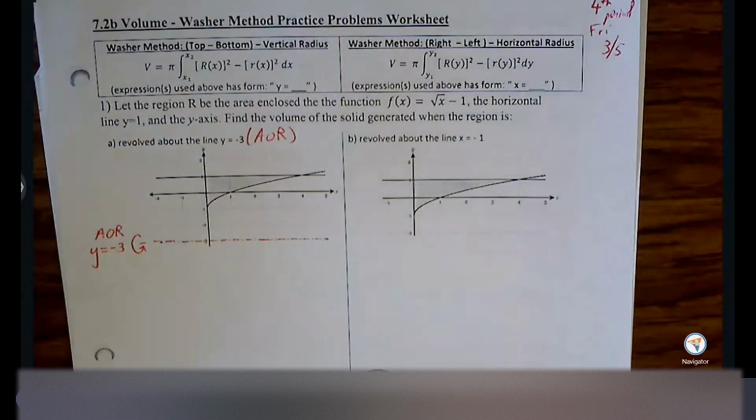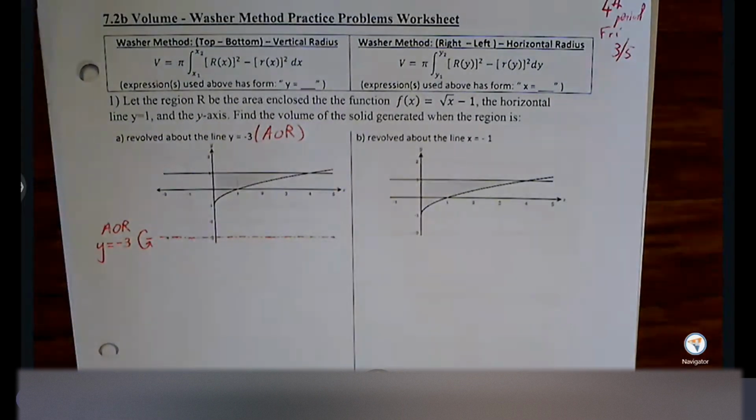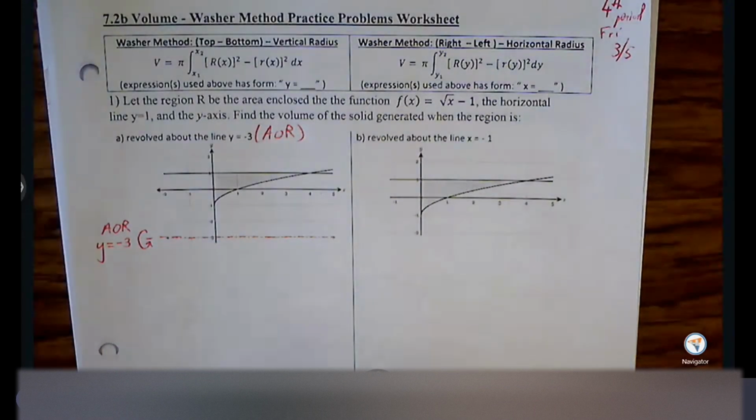Now, we should be able to tell which category we're dealing with. Is this disk method or washer method? Washer method, right? There's an obvious gap. This is easy to tell. There's only two scenarios where this shaded region could ever be disk method. So I want to show that to you here.